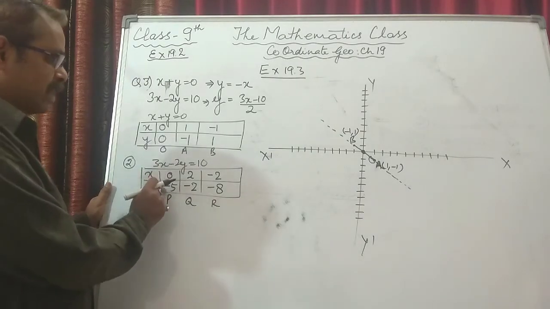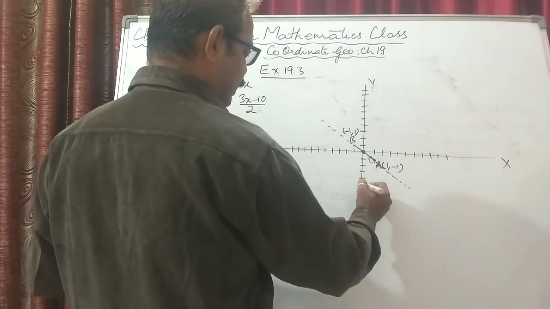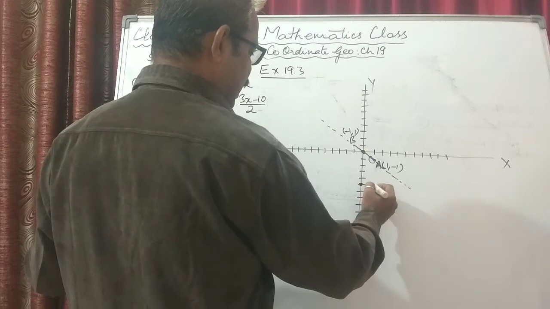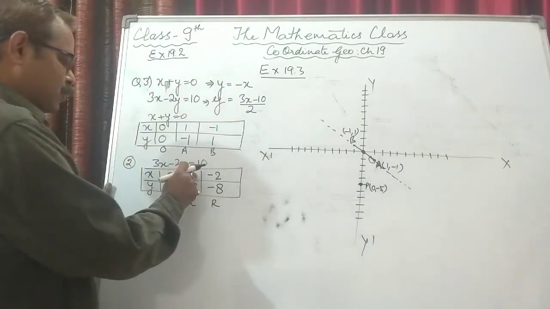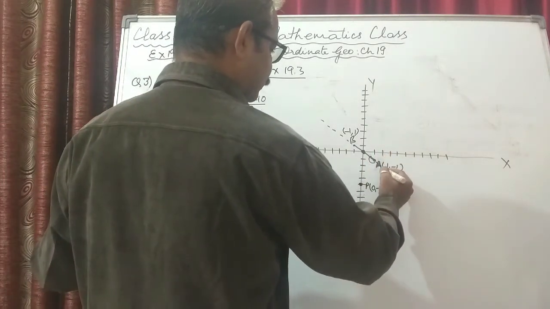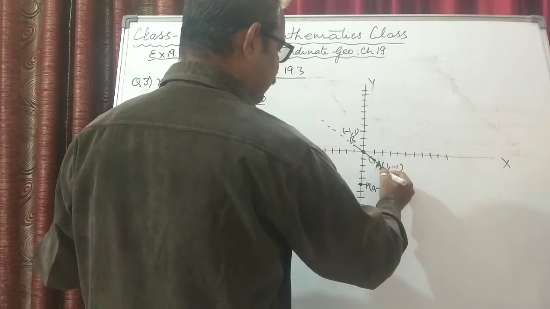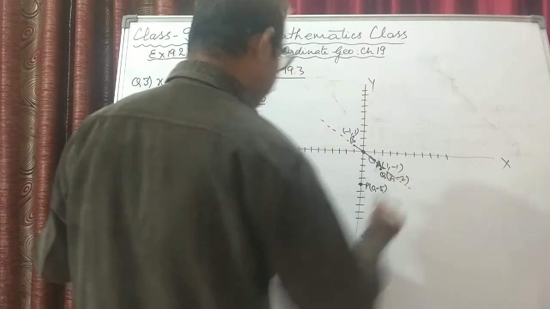At x equal to 0, y is minus 5. At x equal to 0, y is 1, 2, 3, 4, 5. Somewhere here is your point P. And the coordinates of P are 0 and minus 5. At x equal to 2, y is equal to minus 2. X is equal to 2, y is somewhere here. This is point Q. It is 2 comma minus 2.